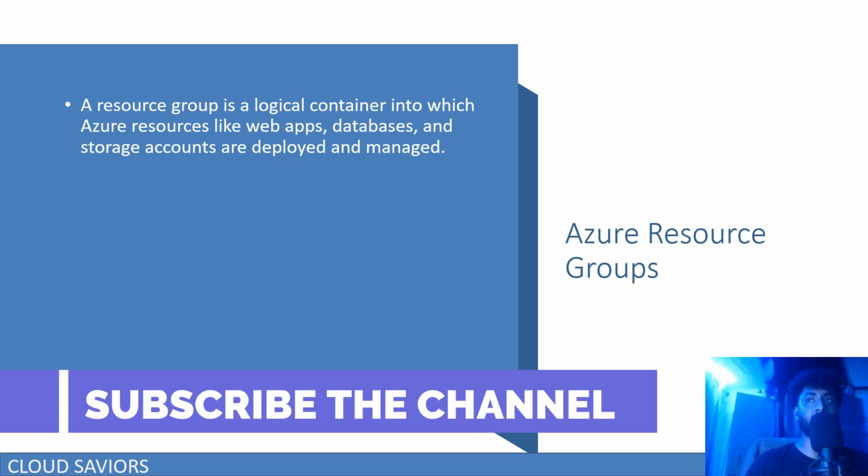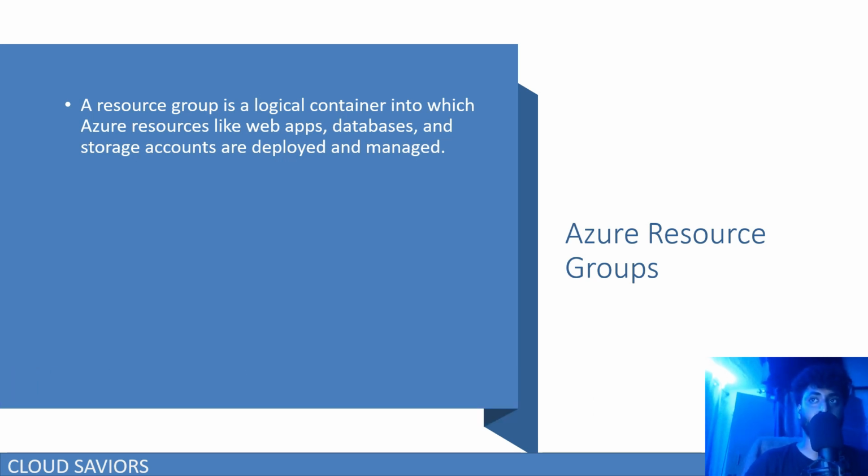A resource group is a logical container into which Azure resources like web apps, databases, virtual machines, and Azure accounts are deployed and managed. These resources are not limited to web apps and databases. Whatever you are supposed to create on the Azure platform needs to be in one single resource group. So first a resource group must be there, a logical container, and in one particular RG you will create any resource you want.